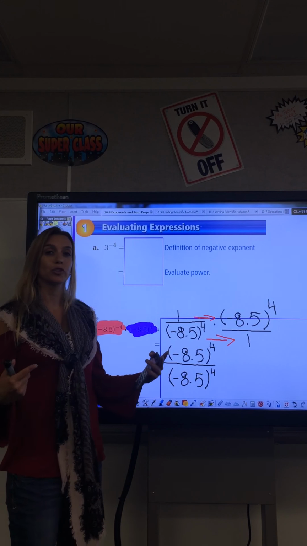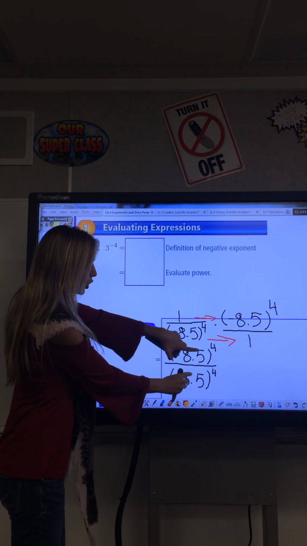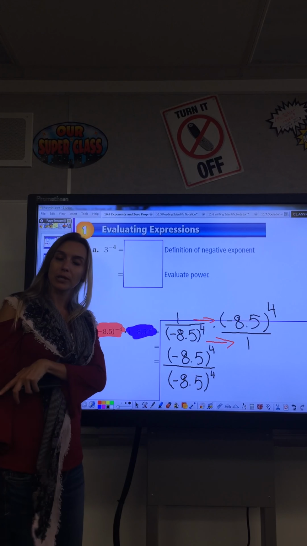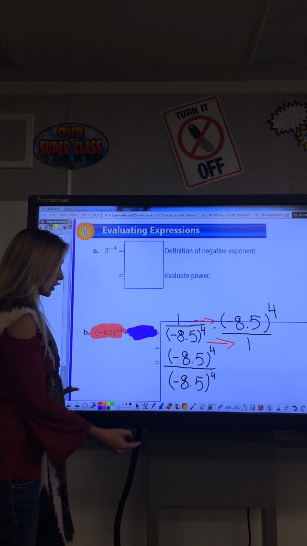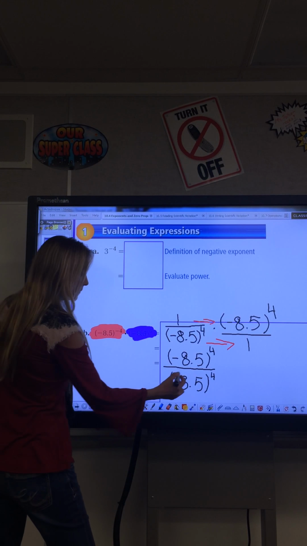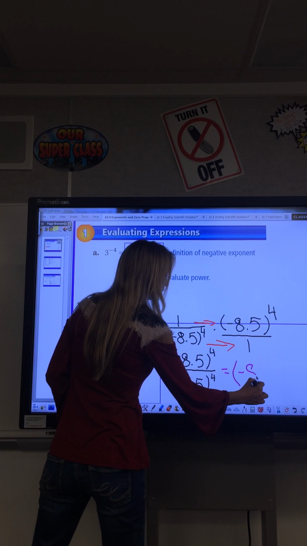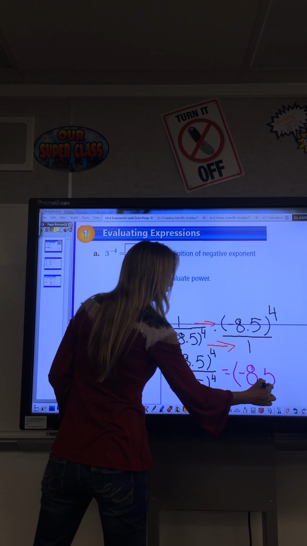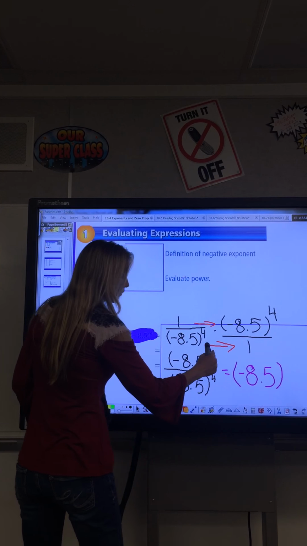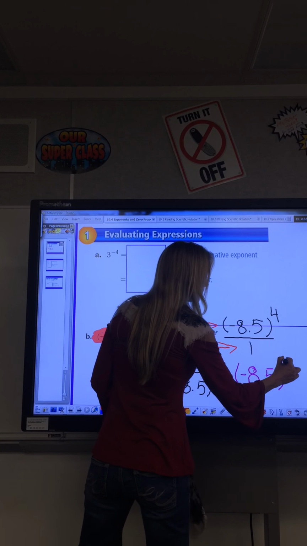Now we said when we're dividing numbers with exponents, what do we do with the exponents? We are subtracting them. So let's subtract. I have negative 8.5 and I have 4 minus 4.